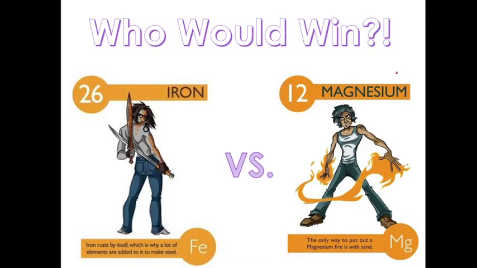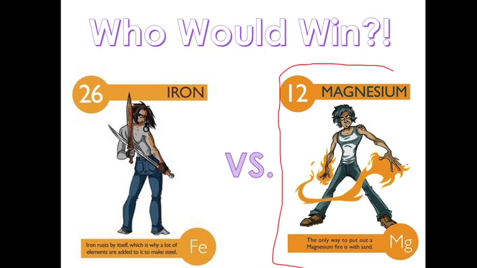We have iron, rust by itself, which is why a lot of elements are added to it to make steel. Magnesium there. The only way to put out a magnesium fire is with sand. Have a check of your reactivity series. Which one would win? If they were fighting over, let's go bromide, iron bromide, magnesium bromide, who would win? Awesome. I like to think we have all gone for magnesium.